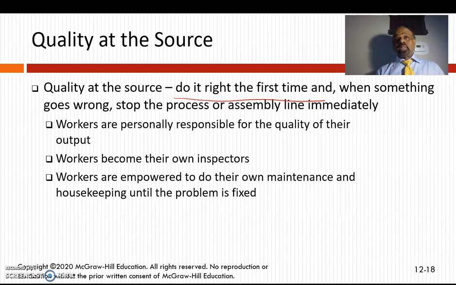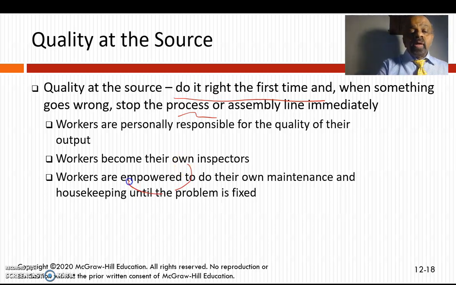Actually, this is very interesting. Companies like Toyota, every worker can stop the whole process or the assembly line immediately whenever they want to. Of course, they're going to see whether they should do it or not first, and then they are held responsible. So workers are personally responsible for their quality. Therefore, if something goes wrong, they can stop the processes also. So workers become their own inspectors.